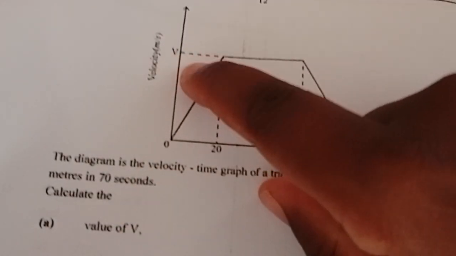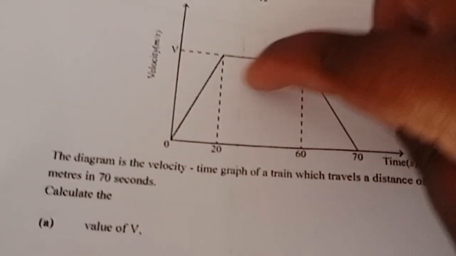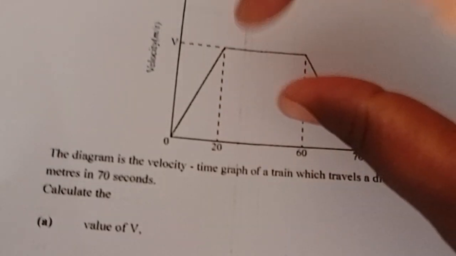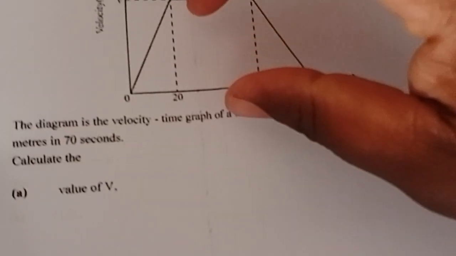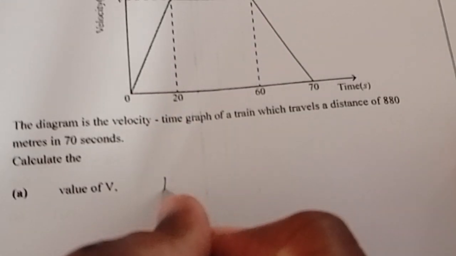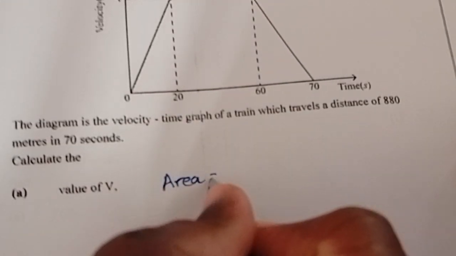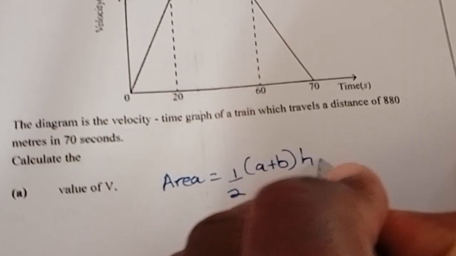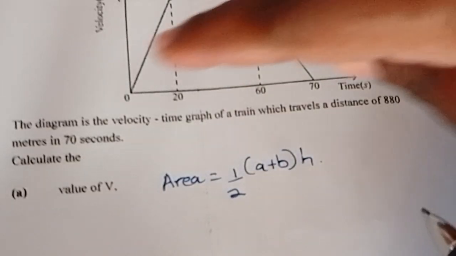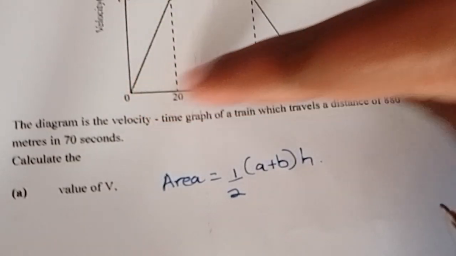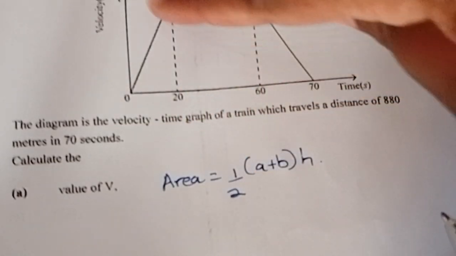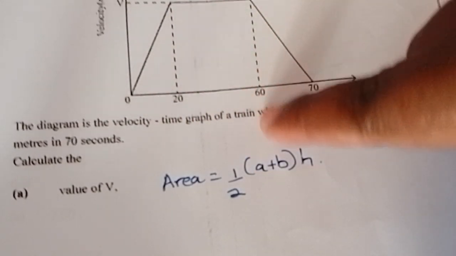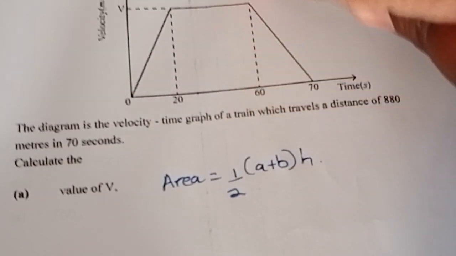To find the value of v, we know that the area under this graph is 880. So we find the area of this trapezium. The area of a trapezium is equal to half (a plus b) times height. What is a plus b? The parallel sides of a trapezium: that's our a and this is our b. Then the height, the h, is the perpendicular distance there.